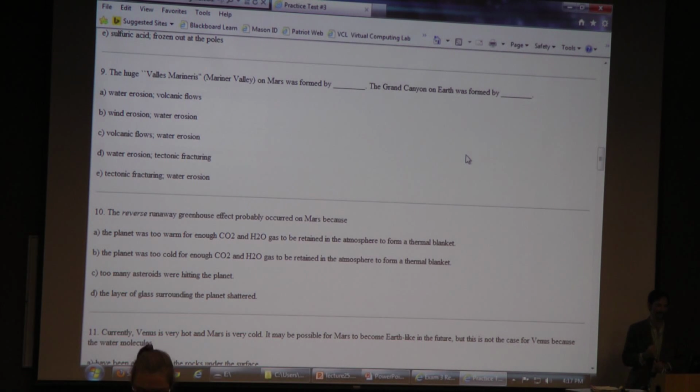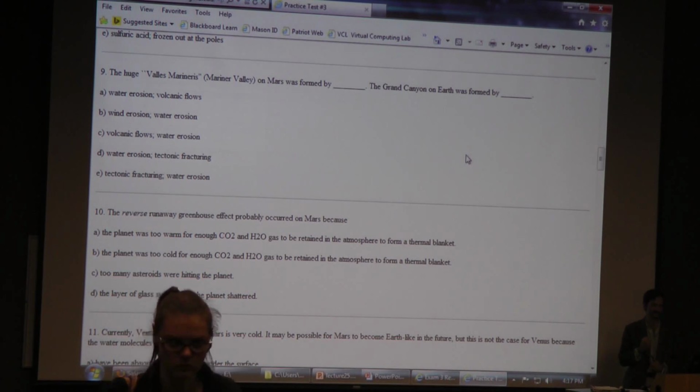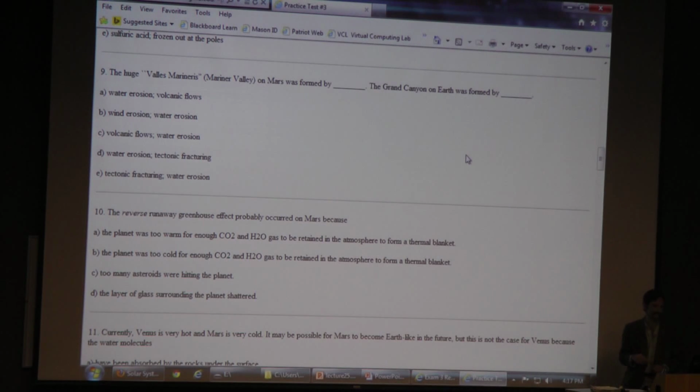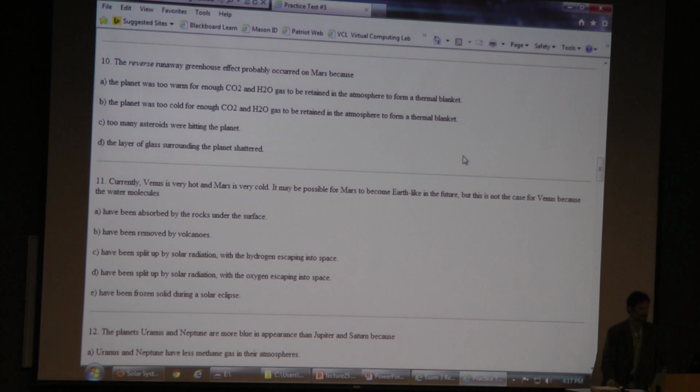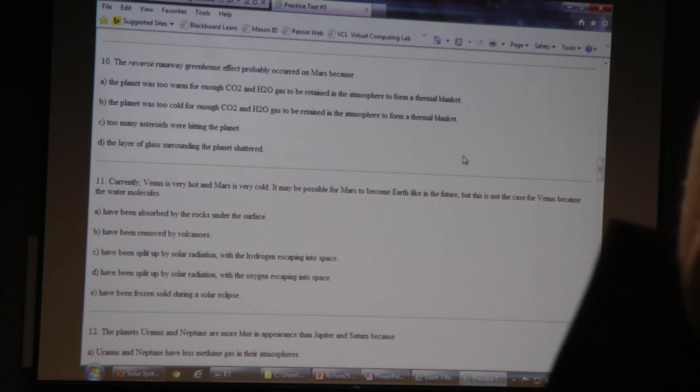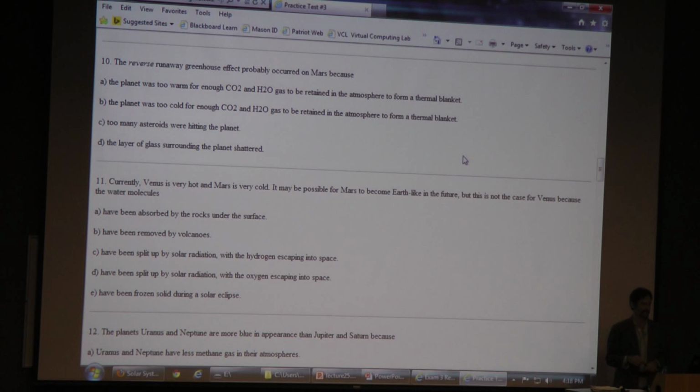Okay, Valles Marineris on Mars was formed by what versus the Grand Canyon? It was formed by E, exactly. Tectonic fracturing, whereas the Grand Canyon was water erosion. Okay, reverse runaway greenhouse effect. It's the reverse runaway greenhouse effect on Mars because instead of overheating, it's overcooling. That's what we mean by reverse. And then it's runaway because the cooling led to more cooling and the loss of greenhouse gases.